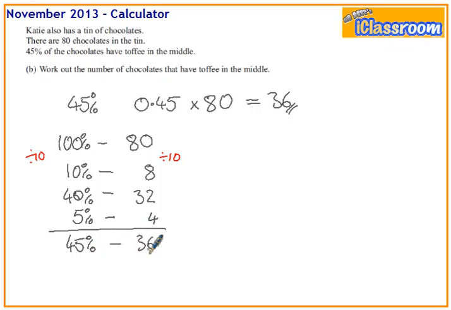So there's a second method that we can use. Alternatively, if you would prefer, you can multiply the fraction 45 out of 100 by 80, and this will also give you 36. And again, the smarter of you will have seen 45 out of 100 is 0.45, so these two are equivalent.